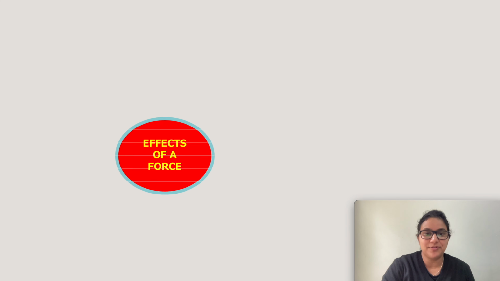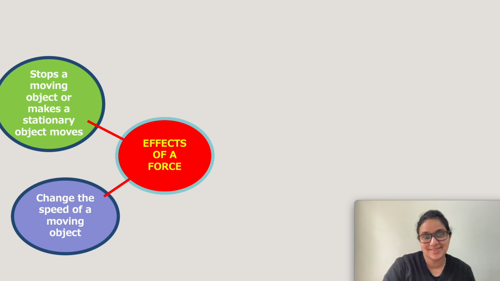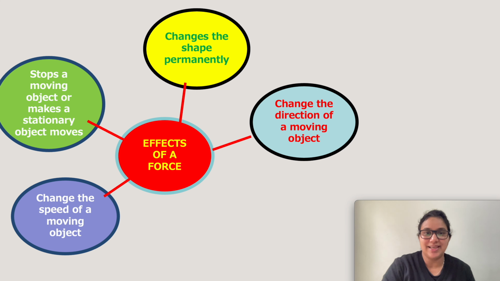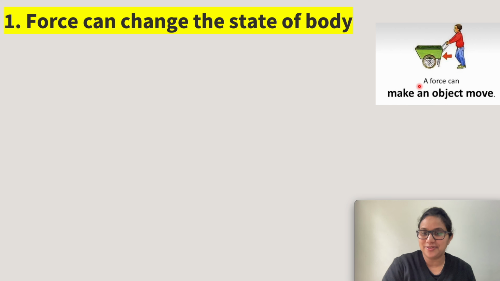What are the effects of forces? Force can stop a moving object or make a stationary object move. Next, change the speed of a moving object. Next, change the direction of a moving object and change the shape permanently. Last one, change the shape temporarily.